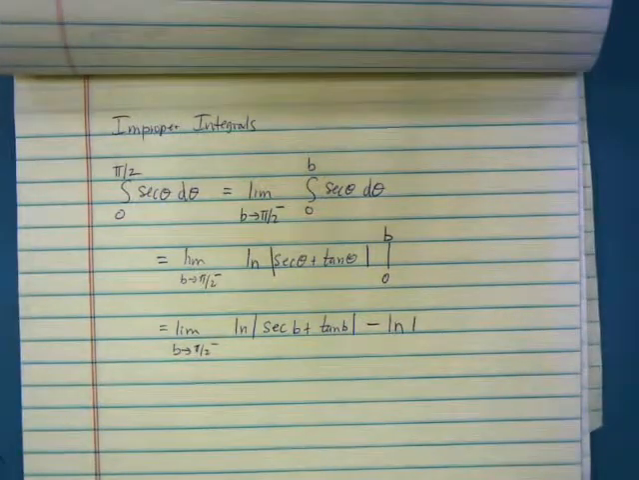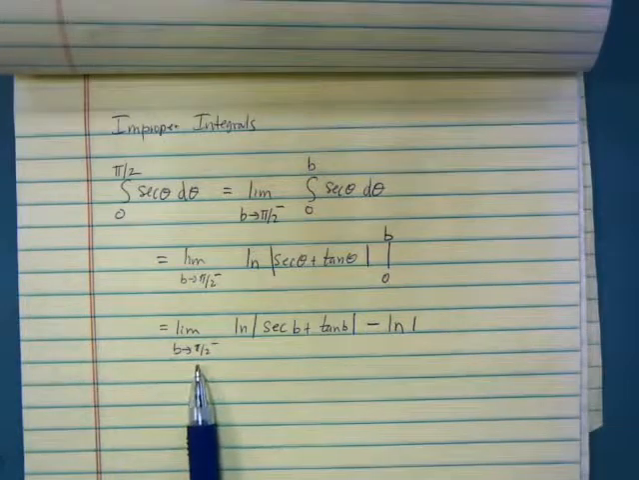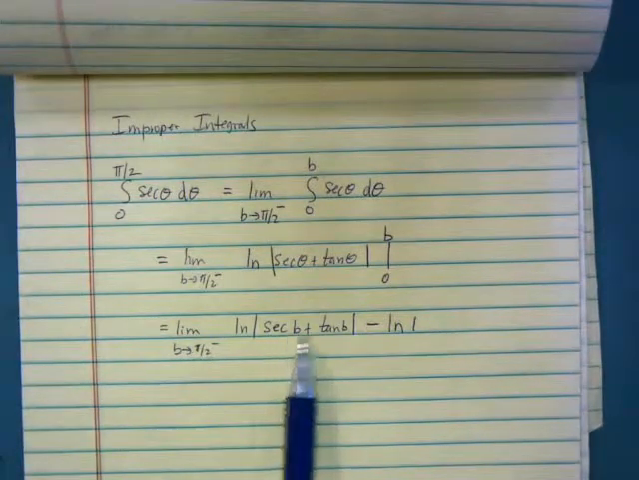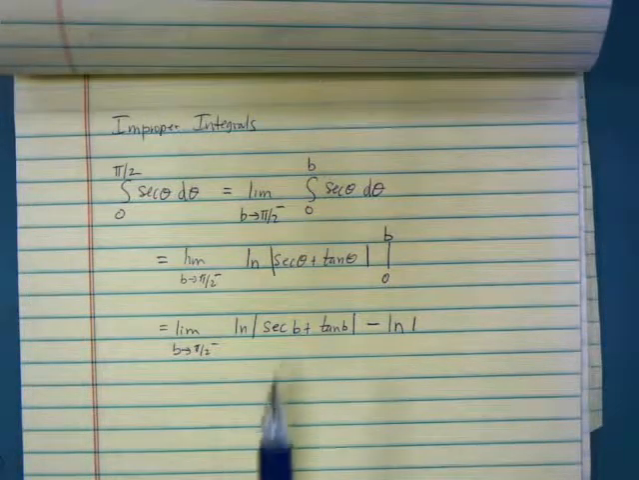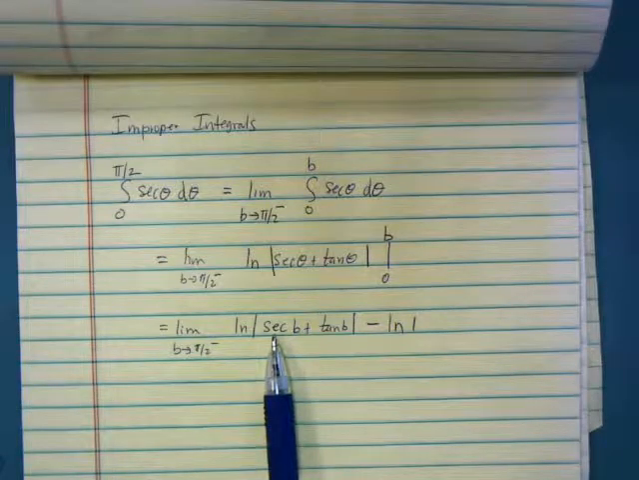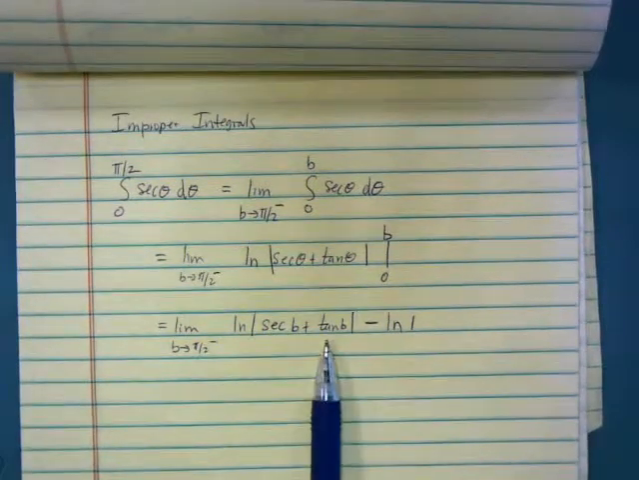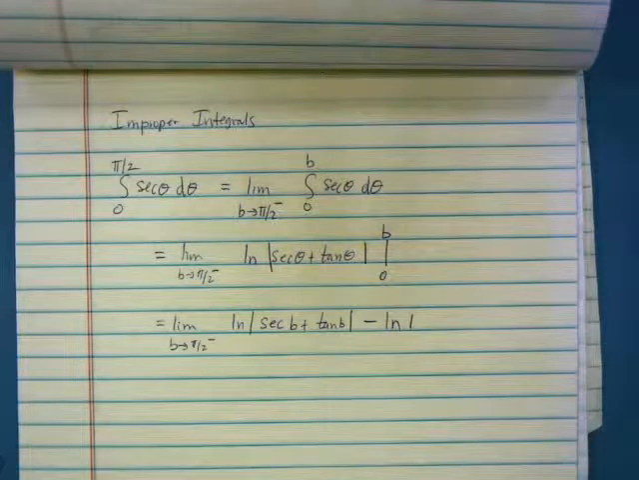All right, so now the big question is, what's the limit as b goes to pi over 2 of the ln of secant b plus tangent b? Getting close to pi over 2. Can I just plug pi over 2 in? No. Why not? We already said at the beginning that you can't do that. We already said that secant of pi over 2 is undefined. Tangent of pi over 2 is also undefined. I can't plug pi over 2 in either of those functions. But we're getting really close to pi over 2. We're not exactly equal to pi over 2.